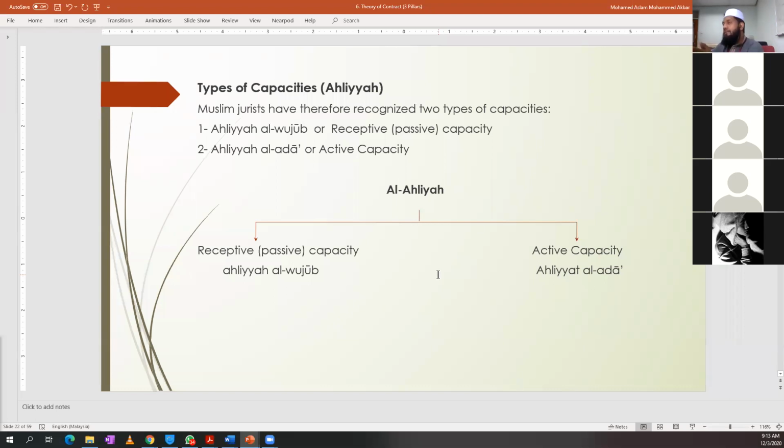Then you have the example for complete. I think you all know. Can you tell me what is the example of complete active capacity?